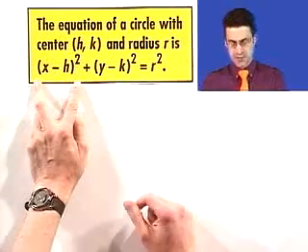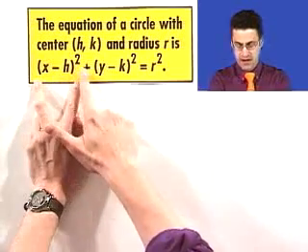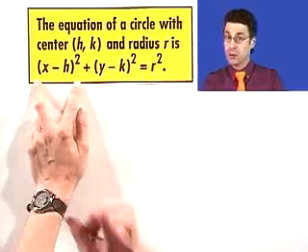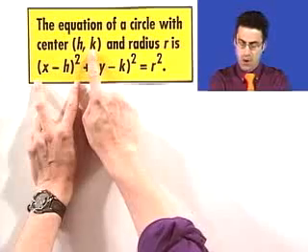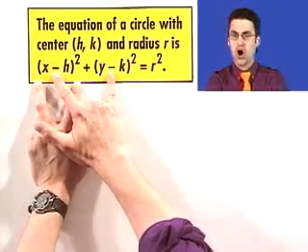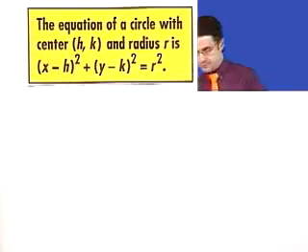Then we could always express it as the equation x minus h quantity squared plus y minus k quantity squared equals r squared. The important thing to notice here, the center is at x equals h, y equals k, but notice those subtraction signs, they will always come back to haunt us if we're not conscious of them. Let's take a look at an example.